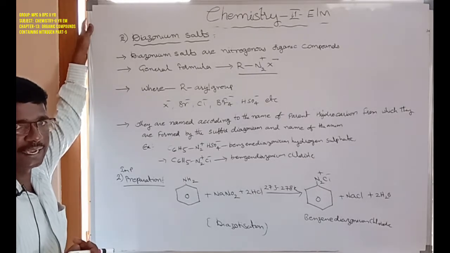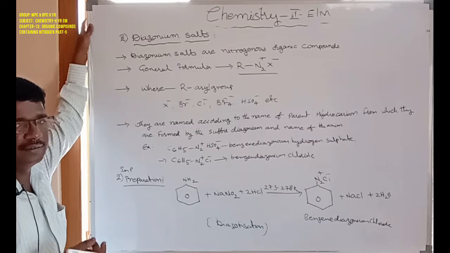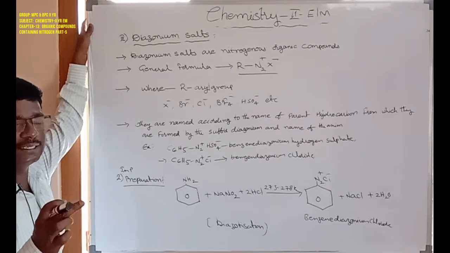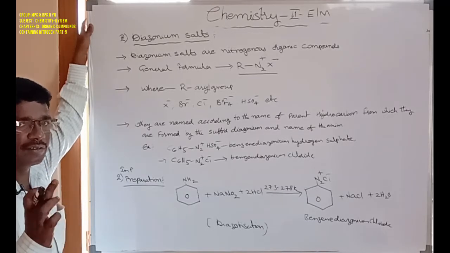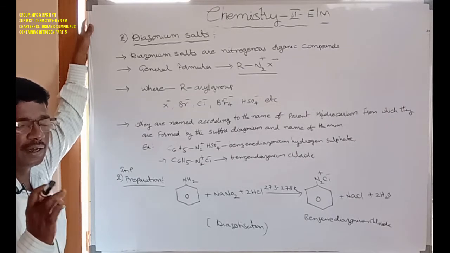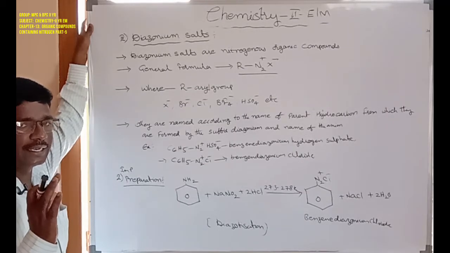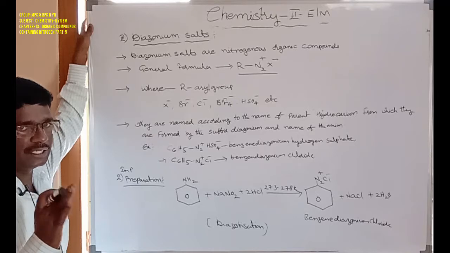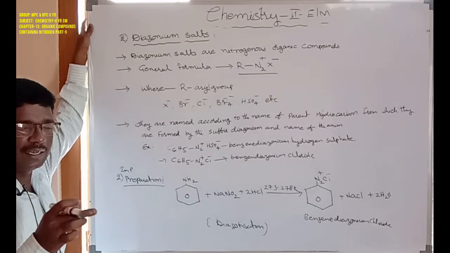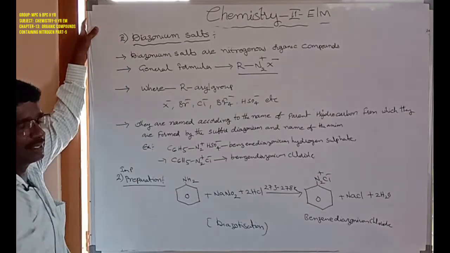The third one is the cyanides and the fourth one is the isocyanide. Organic compounds containing nitrogen atoms, that is, the nitrogen functional groups or carbon bonding with nitrogen atoms, are four functional groups. The first one is amine and the second one is the diazonium salt.